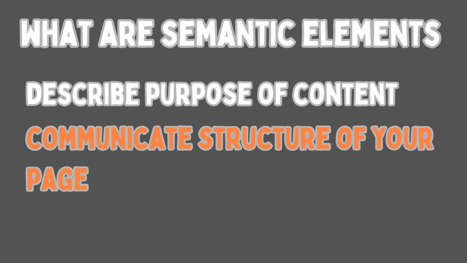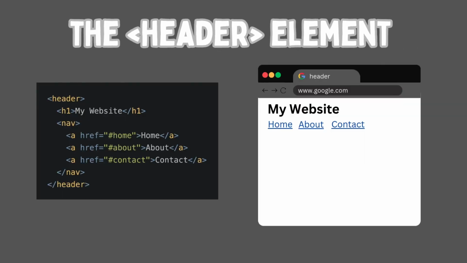Let's look at some of the most common semantic elements and what they're used for. The header element typically contains introductory content or navigation links. It's often used at the top of the page or within a section or article.